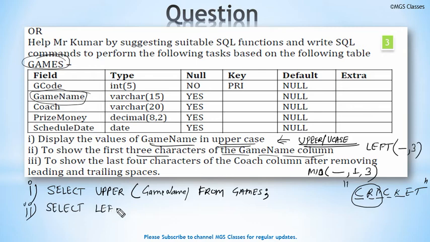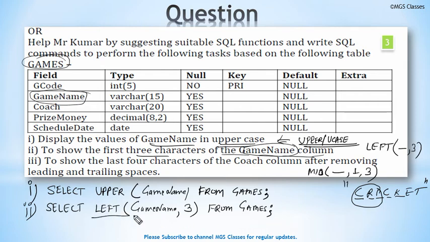Left function I am applying, LEFT, and then the column name. On which column are we interested to apply? The game name column. So you will write game name, and then you will write 3 directly, from, then the table name is games, given in the question.